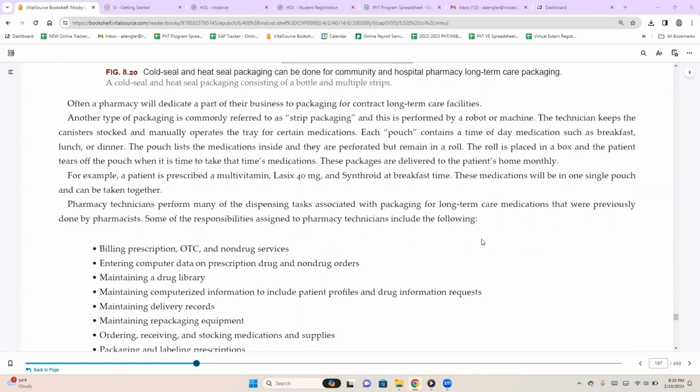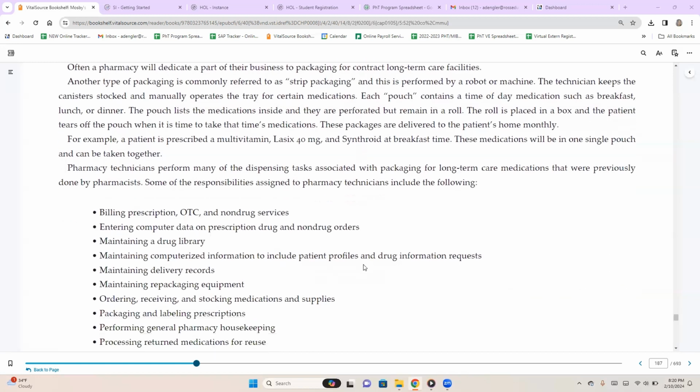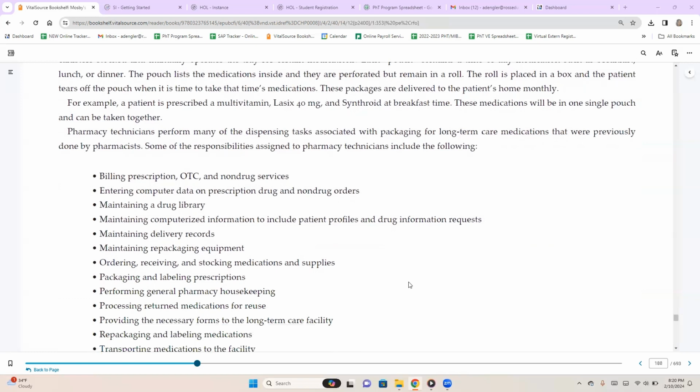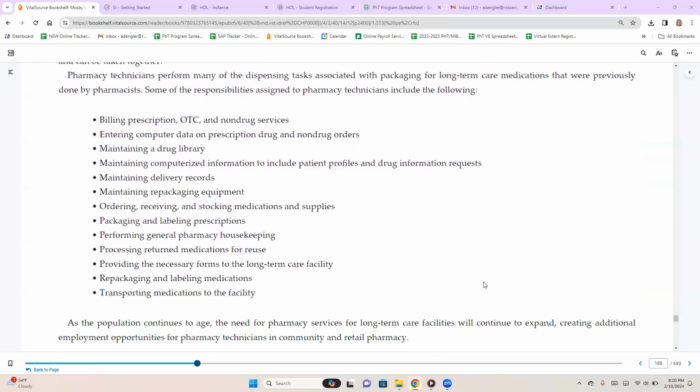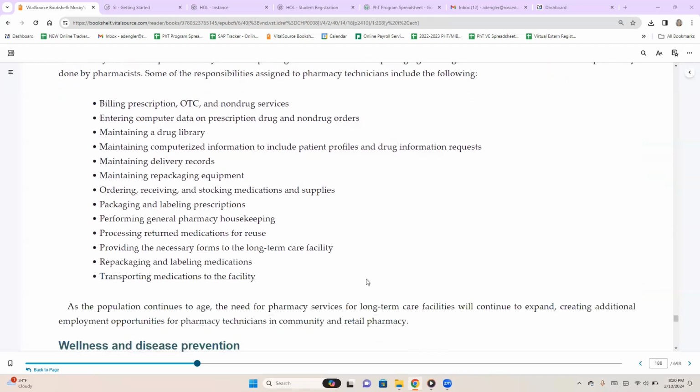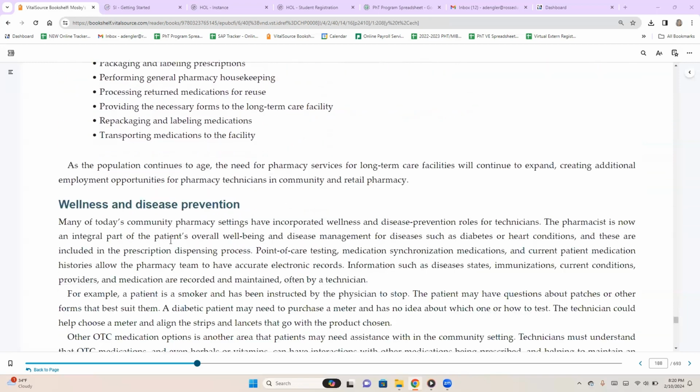Pharmacy technicians may perform dispensing tasks associated with the packaging for long-term care medications, and some of the other responsibilities are billing the prescription, entering the computer data on prescription drug and non-drug orders, maintaining a drug library, maintaining repackaging equipment, and transporting medications to the facility, and many other things.